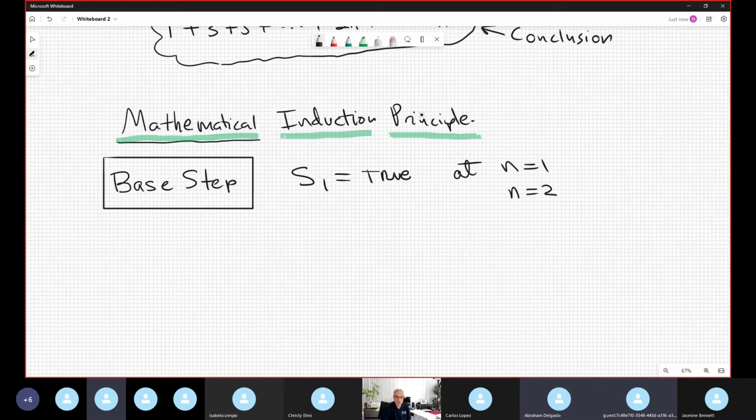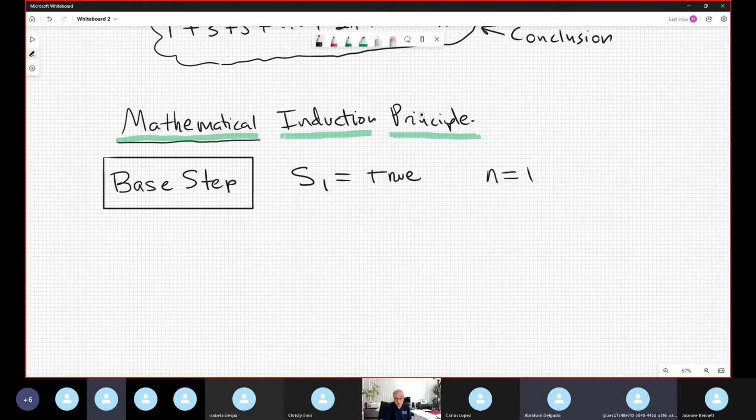So the basis step is not necessarily at n equal 1. Maybe it's at n equal 2. Suppose that this is false, but no, it's okay. The majority of the examples that you see today, you try S1, that is at n equal 1, and you verify it's true. And that's it. n equal 1. Okay, we finished the first step.